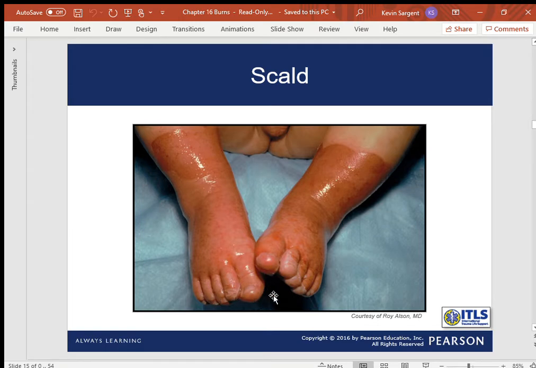Is it child abuse every single time? Well, not necessarily, but you do need to be suspicious if the injury doesn't match the mechanism, and you want to be very cognizant of things that just don't go together.